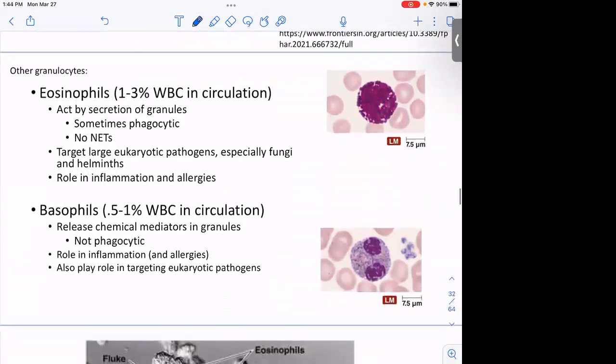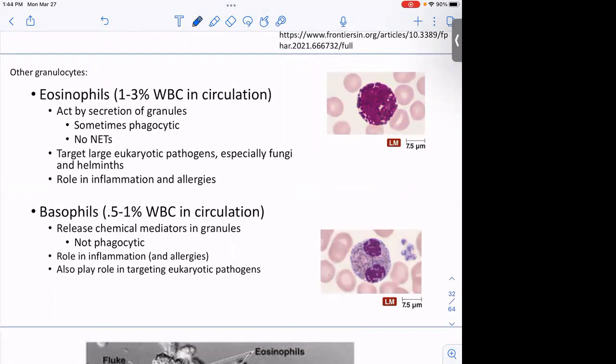All right, the other 2 kinds of granulocytes, eosinophils and basophils, I thought we'd talk about them on the same page because their function is very much overlapping. They're a very small percentage of the total white blood cells in circulation, less than 1% for basophils and maybe 1 to 3% for eosinophils. Primarily, both of those kinds of cells are going to act just by degranulation. It appears that the eosinophils can potentially be phagocytic at times. We don't think that's their primary function. Okay, they don't do any kind of that neutrophil extracellular traps.